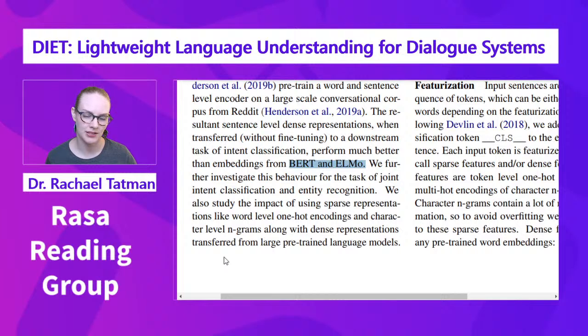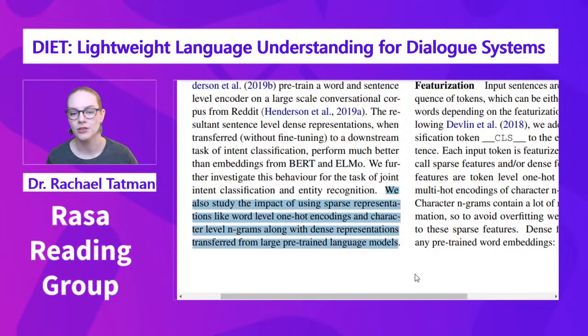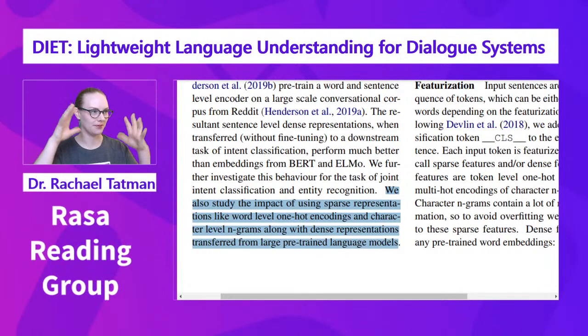We also study the impact of using sparse representations like word-level one-hot encodings and character-level n-grams, along with dense representations transferred from a large pre-trained model. So what we're saying here is, I don't want to get too deep into this, but generally dense embeddings are like a large sparse matrix that's been compressed down. It is a vector for each word that doesn't have a lot of zeros in it. A sparse representation is a vector for a word that does have a lot of zeros in it.